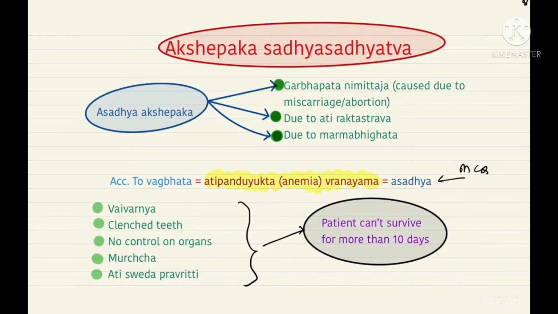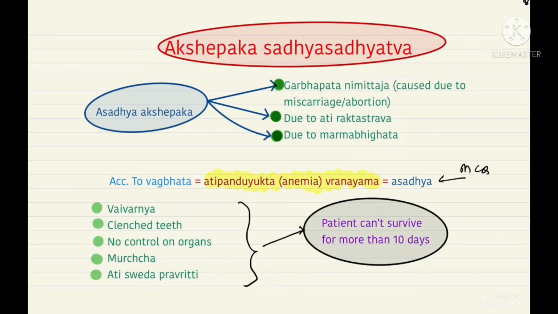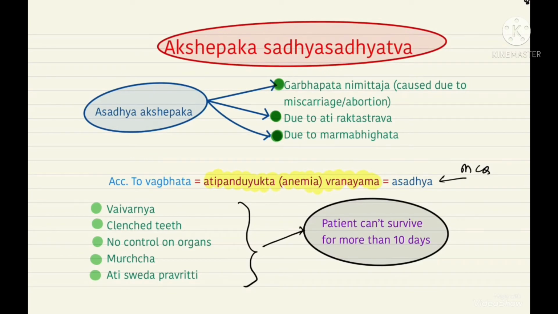Okay, now according to Vagbhata, Ati Pandu Yukta Vranayam, that means the one in which there is excessive anemia, that kind of Vranayam is also Asadhya. So this is an MCQ. You may be asked which Acharya has told that Ati Pandu Yukta Vranayam is Asadhya, so that is Vagbhata. And you may also be asked whether Ati Pandu Yukta Vranayam is Sadhya or Asadhya, so that can be another MCQ.